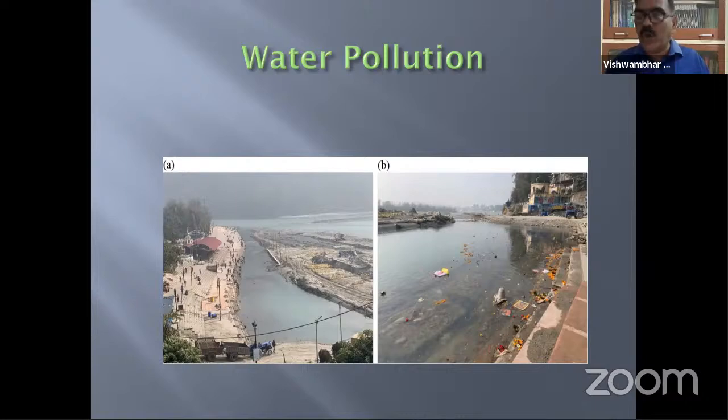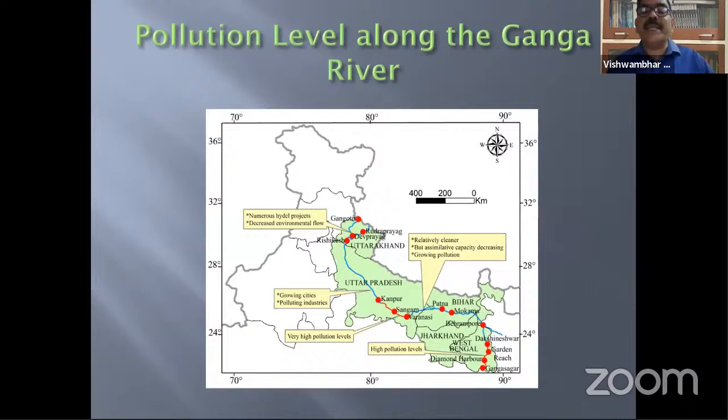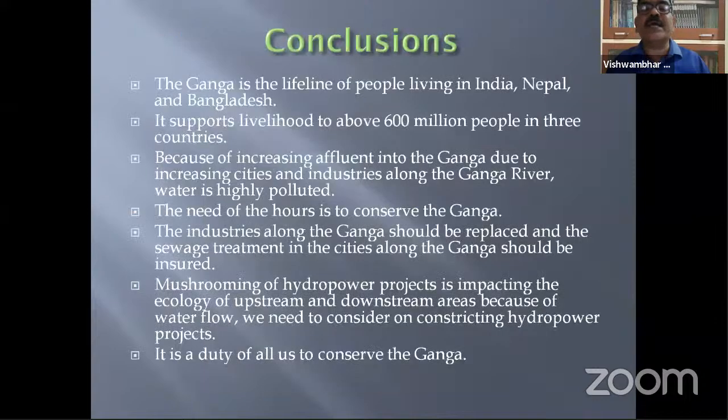But this is all being polluted along the Ganga River. And there are some areas where Ganga is highly polluted. If you see this map, many places have a very high pollution level, between Varanasi and Kanpur. So highly polluted Ganga. And in conclusion, I will go for that.